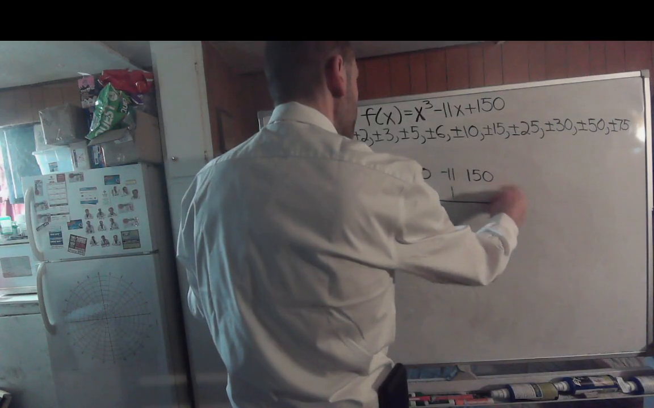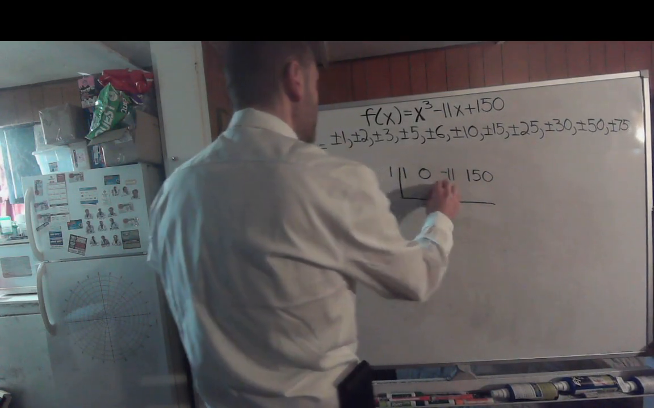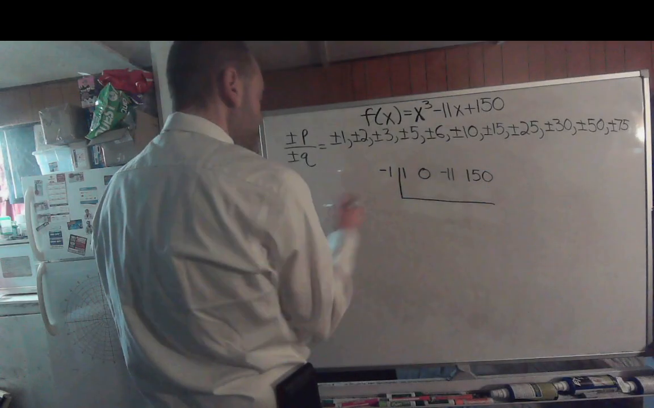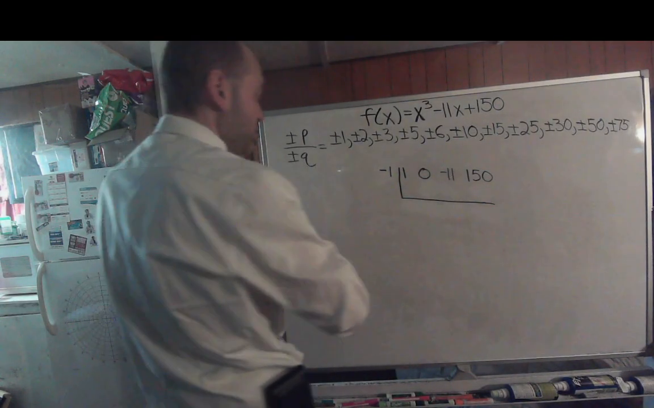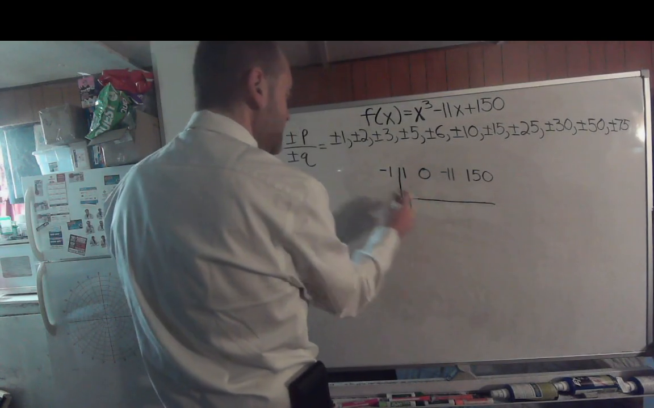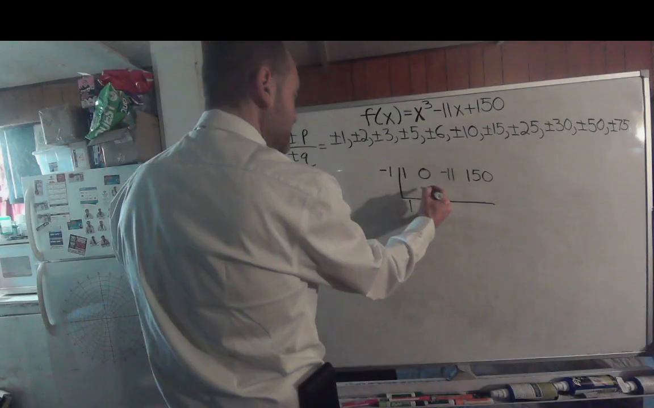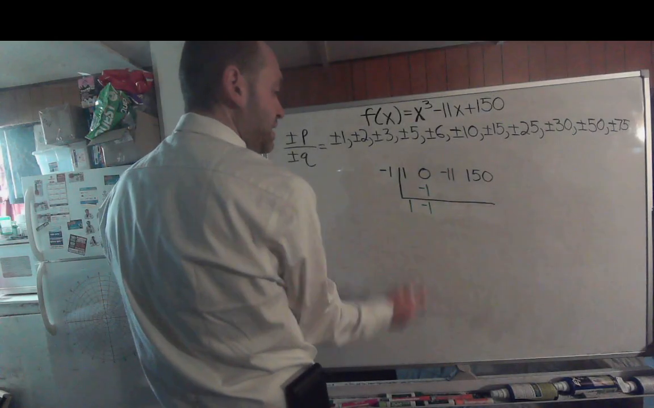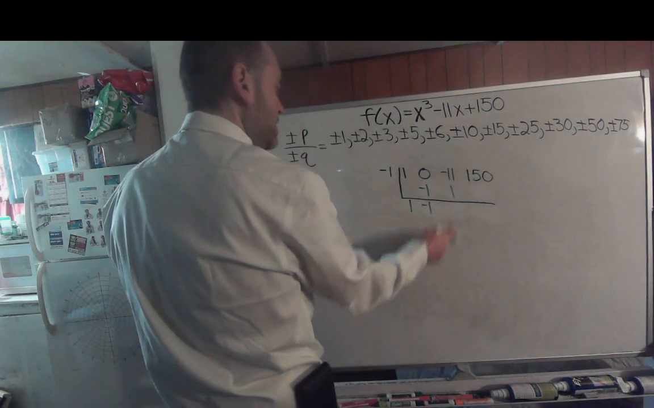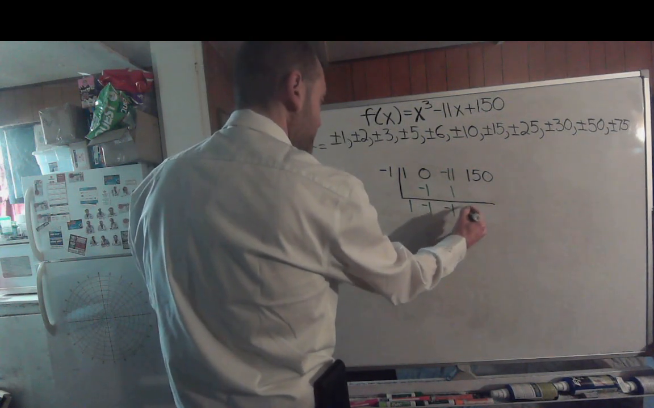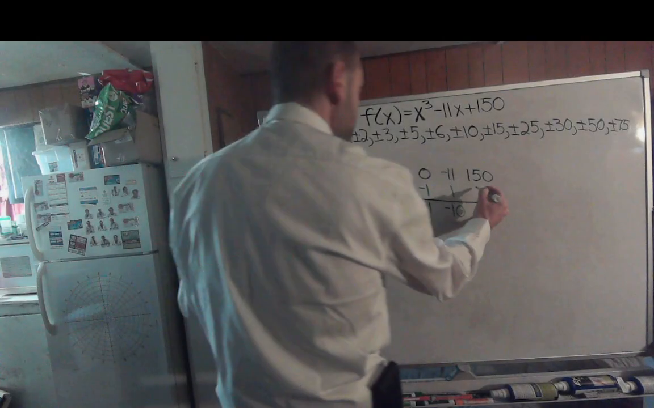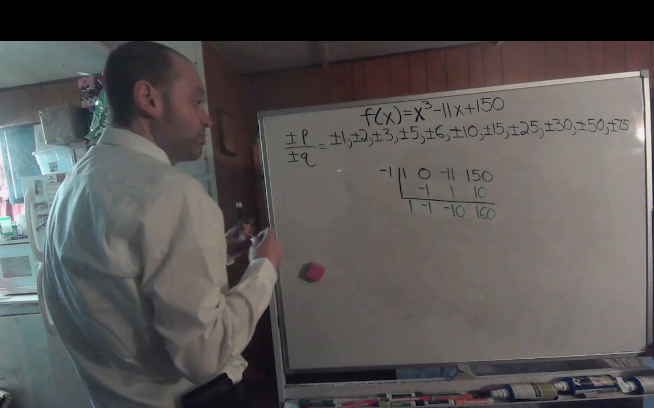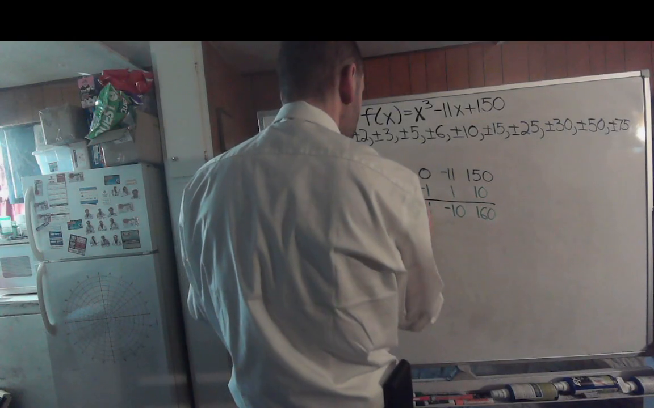Unfortunately, with synthetic division, a lot of the time is trial and error until you get one that sticks. So this can be a bit of a doozy. Let's try negative 1. Alright, so bring down your 1 from above. Negative 1 times 1 is in fact negative 1. 0 minus 1 is negative 1. Negative 1 times negative 1 is positive 1. Negative 11 plus 1 is negative 10. Negative 1 times negative 10 is positive 10. 150 plus 10 is 160. Well, we have a remainder of 160. That's not going to work.